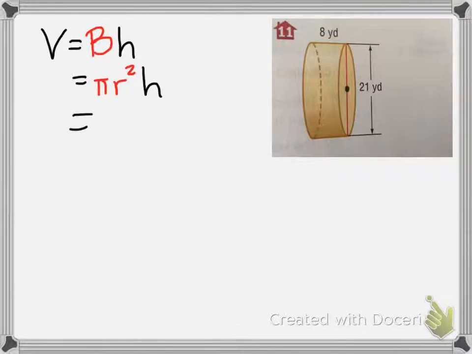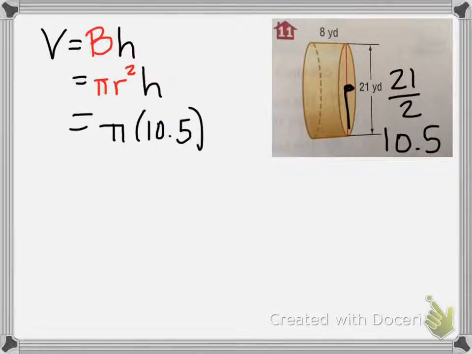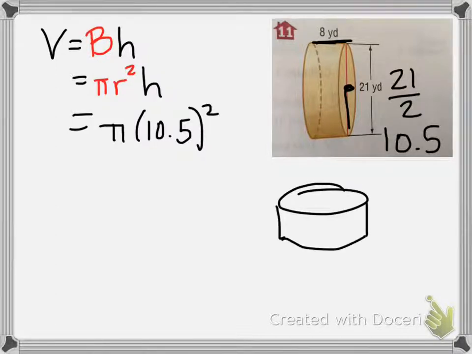The next question I wanted you to see, because the cylinder is actually laying down, the radius in this case, which would be halfway across the circle, is half of 21. So you can just do 21 divided by 2, which will give you 10.5. So substituting in, the radius is 10.5, and we square that. The height actually looks short here, but if this was laying on its base the usual way, that height is actually 8 yards. So we'll finish off with times 8.